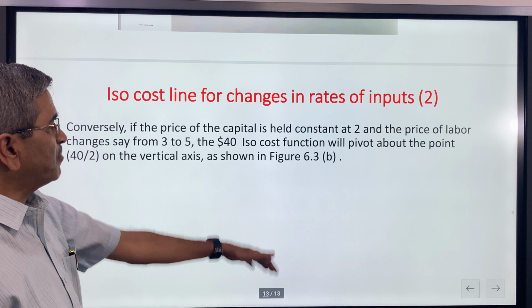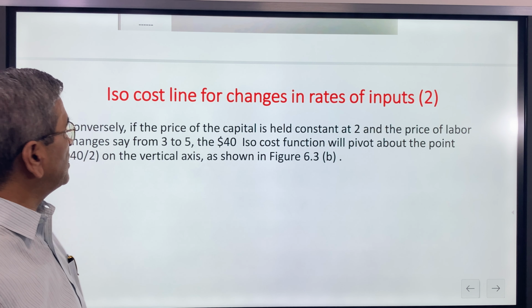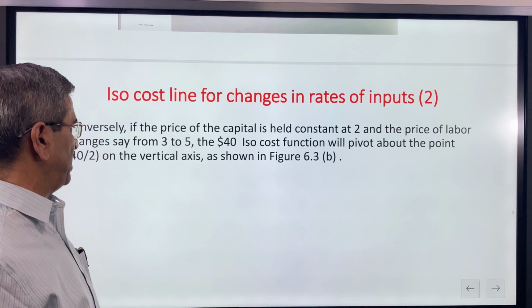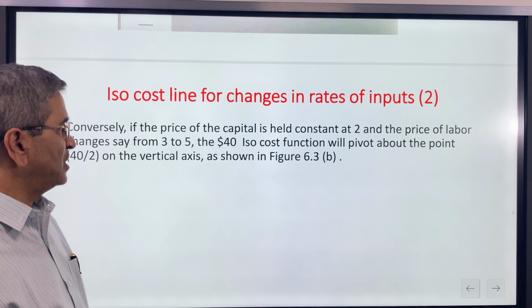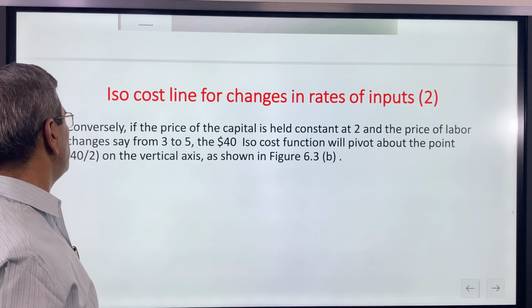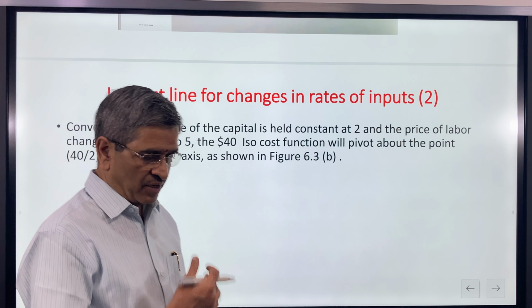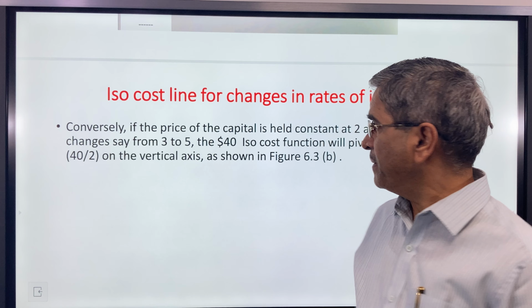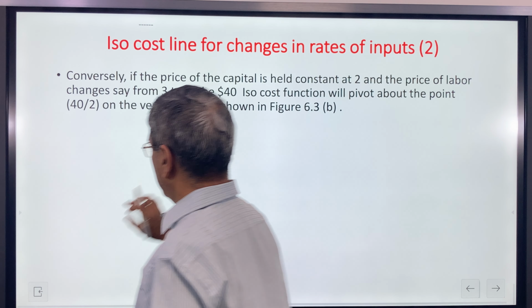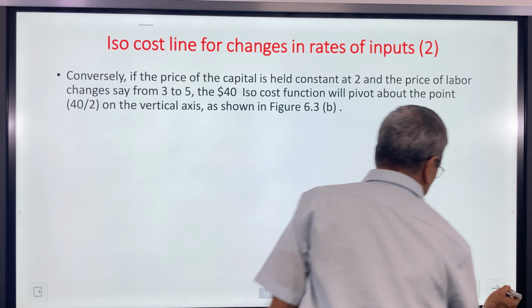So the price of capital is held constant at 2 and the price of labor changes from 3 to 5. The $40 isocost function will pivot about the point 40 by 2 on the vertical axis as shown in figure B. So this is how we need to work it out.